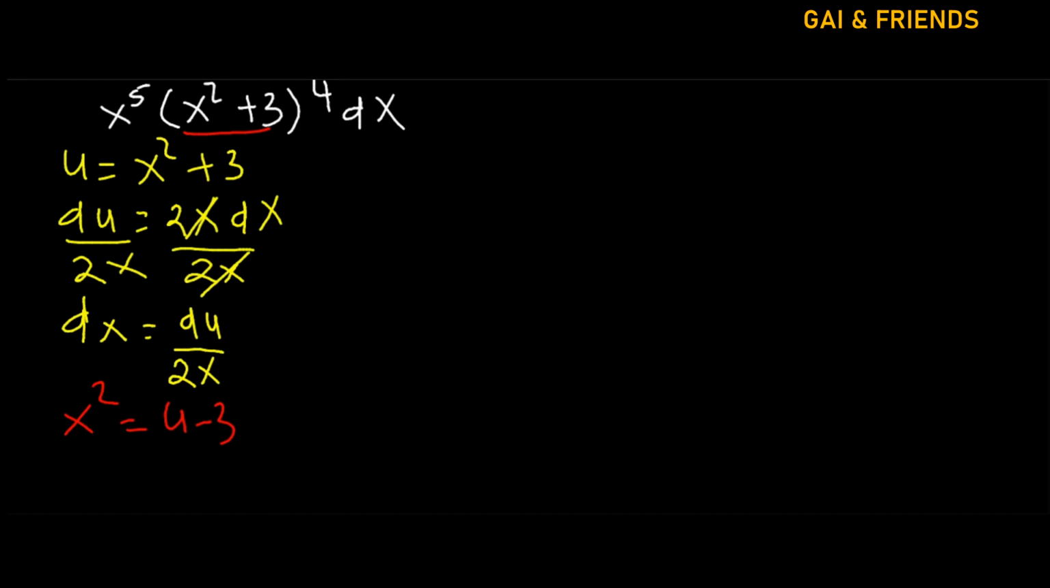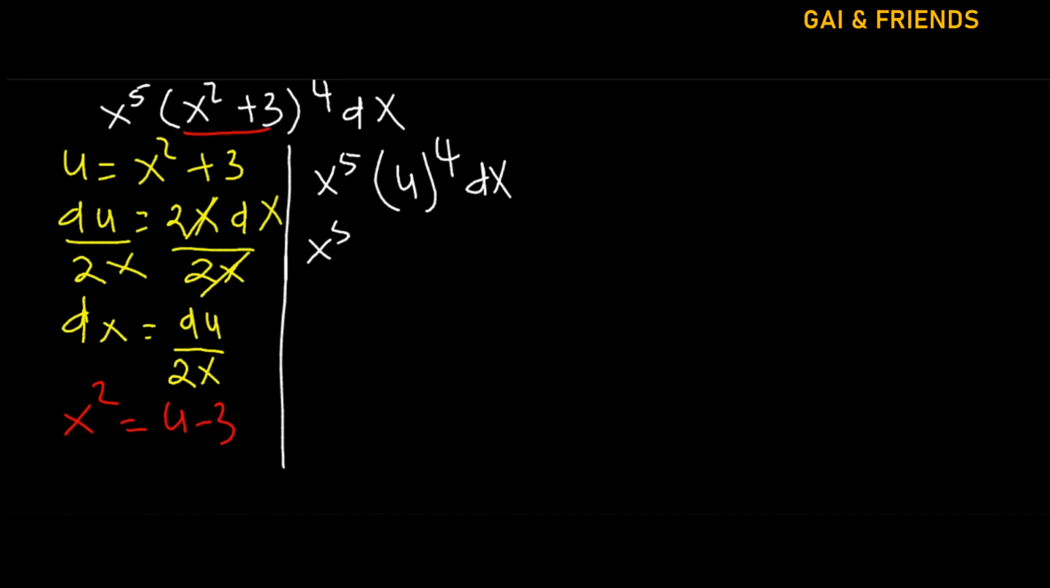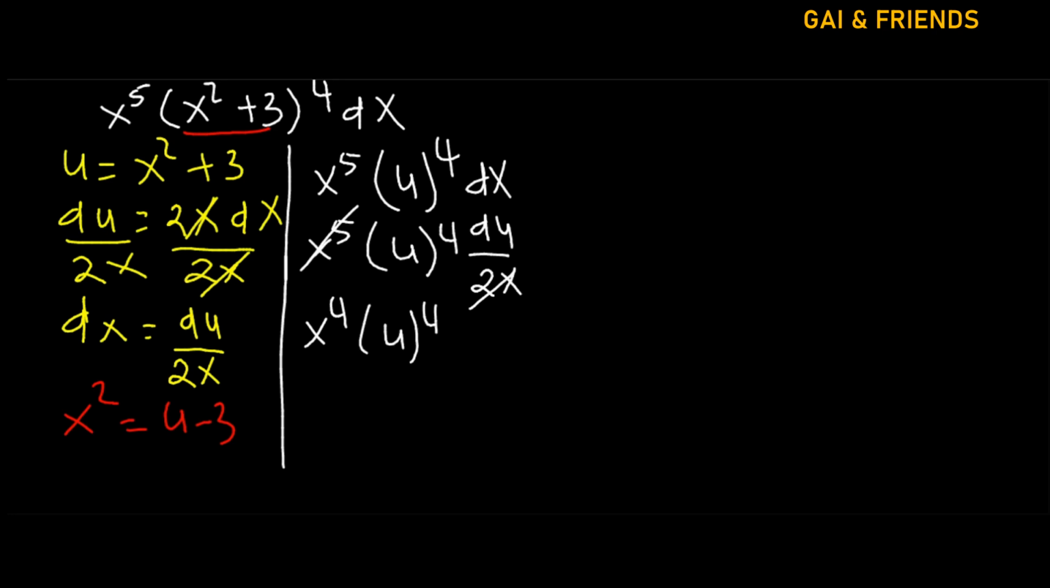Now, let's substitute these things. It's going to be x raised to the power 5, and since x squared plus 3 is u, we're going to put u here, raised to the power 4, dx. Alright, now we are going to substitute dx. It's going to be x raised to the power 5, u raised to the power 4, and dx is du out of 2x. Let's simplify. x will go with 1 x here, and we're going to remain with x raised to the power 4, u raised to the power 4, du out of 2.